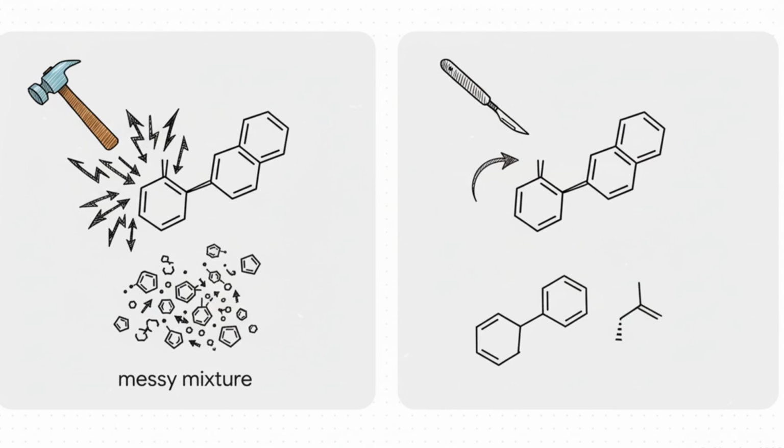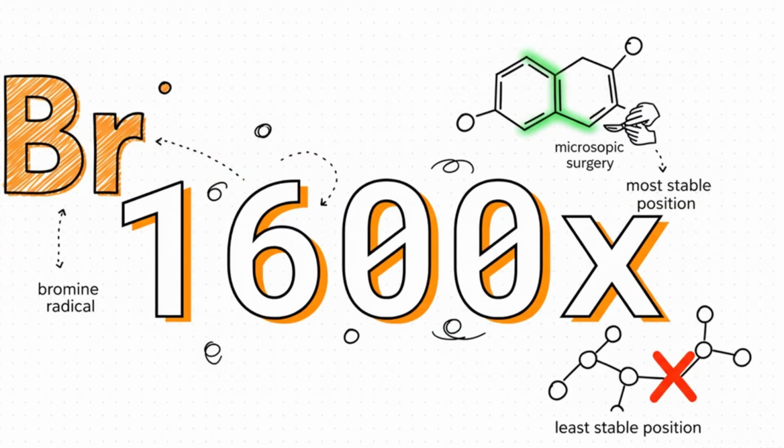It's less reactive, it's more stable, and because of that, it is way more selective. It will patiently wait to attack the one single specific spot on a molecule where it can create the most stable free radical possible. And the difference in precision here, it's absolutely staggering. I mean, when reacting with certain molecules, a bromine radical is over 1,600 times more likely to attack the most stable position versus the least stable one. 1,600 times. That isn't just control, that's microscopic surgery.